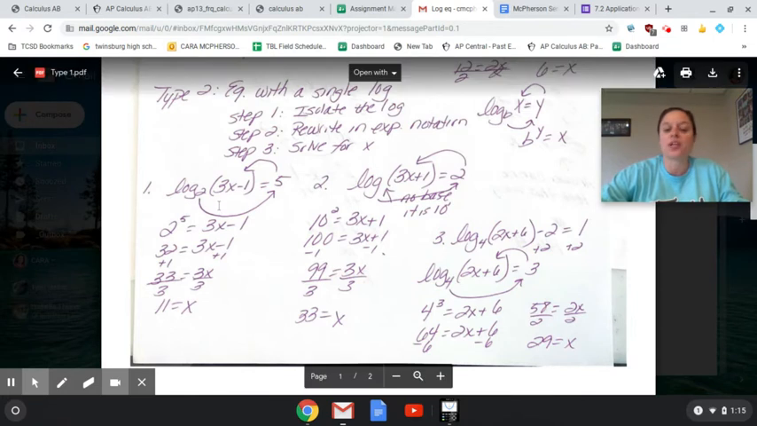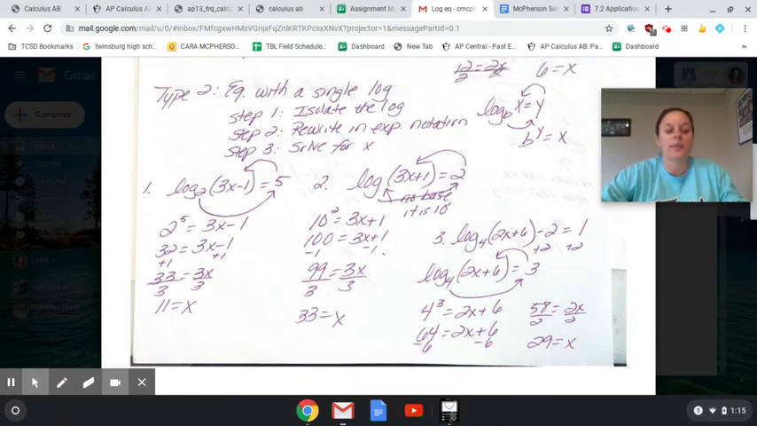To check, this one's a little tougher to check. You can check it with the change of base formula. You can check it depending on what level calculator you might be able to do this by checking with that. But they are definitely a little more difficult to check than the first type.